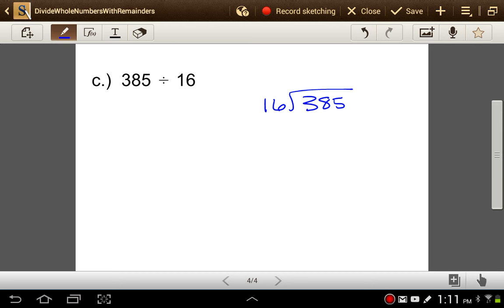Okay, 16 does go in more than once. It goes in twice. 16 times 2 is 32. So I'm going to subtract that, and I get 6. 6 is less than 16. So that's something that you need to look for when you're dividing. Now I can bring down the 5, and I have 65. How many times does 16 go into 65? Well, I know 16 goes into 65 4 times, and that is 64.